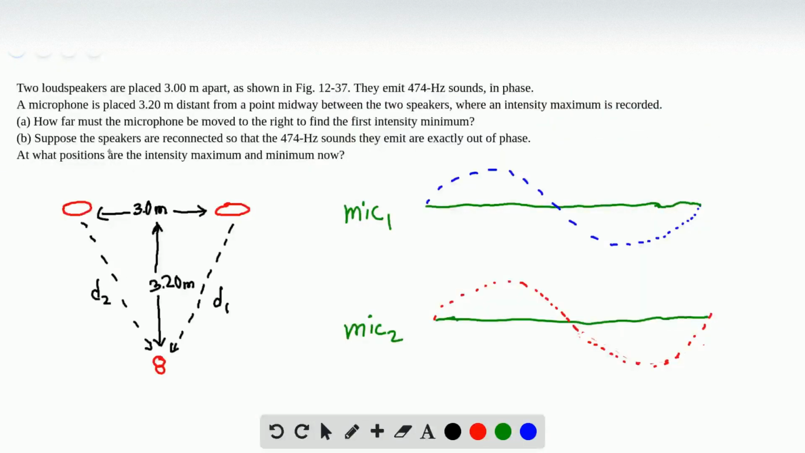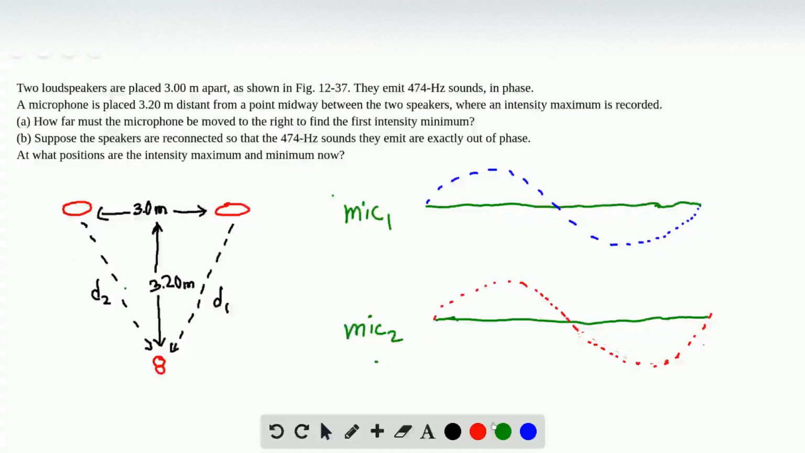Okay, so this is a very interesting problem. Here we'll be using physics and a little bit of geometry to solve this problem. So first of all, we have two speakers and one microphone over here, and what is given is they're 3 meters apart, and from the midpoint to the microphone it's 3.2 meters, and we have the distance between them.